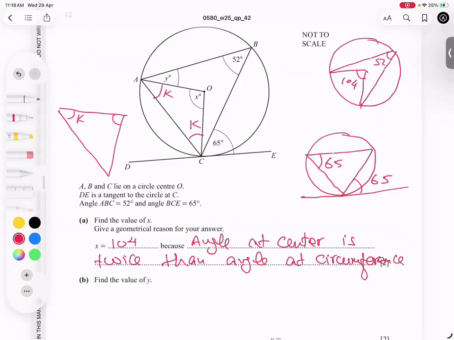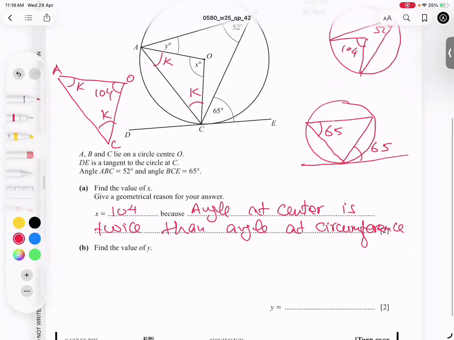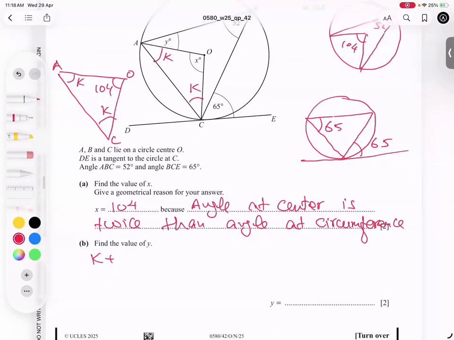So in triangle O, A, C, I can do it easily, students. I can say k plus k plus 104 is equal to 180. I got 2k is equal to 180 minus 104. After subtracting, this becomes 76. And 76 divided by 2, we got 38.